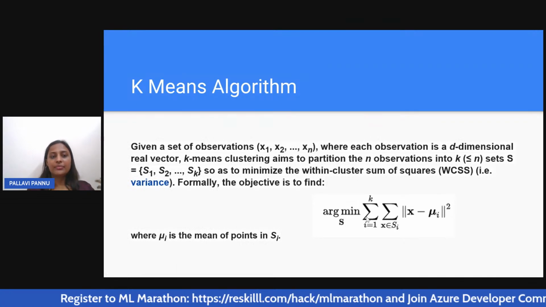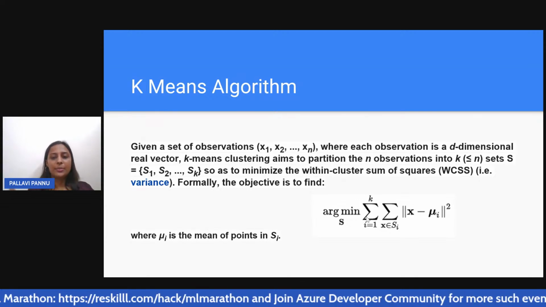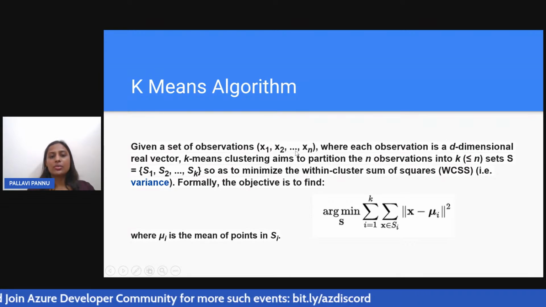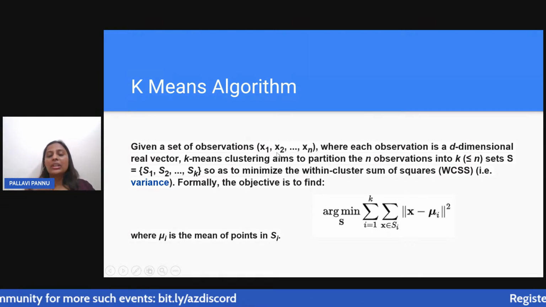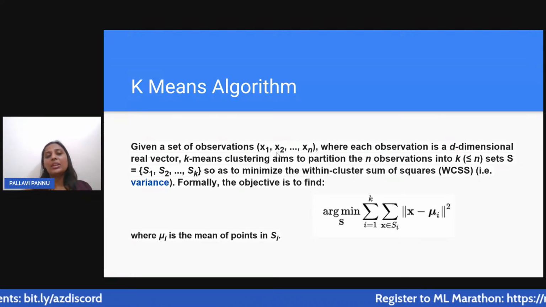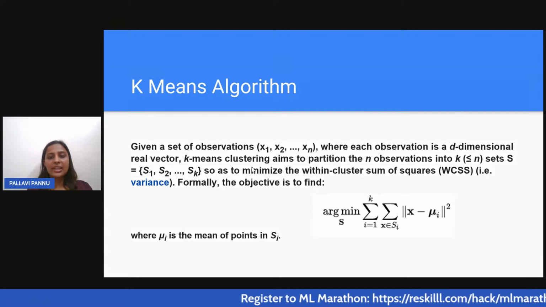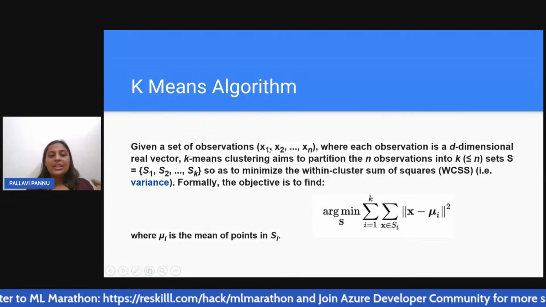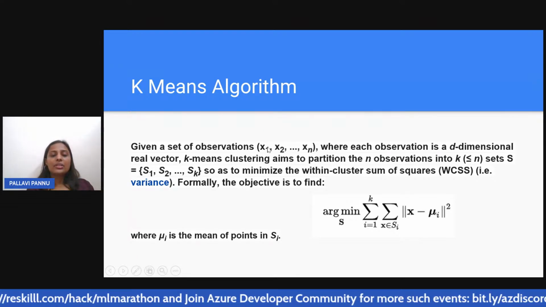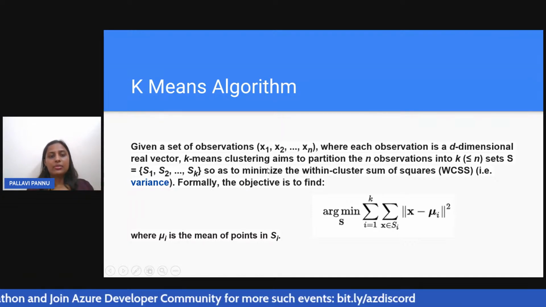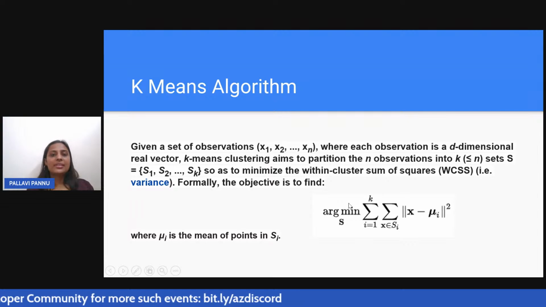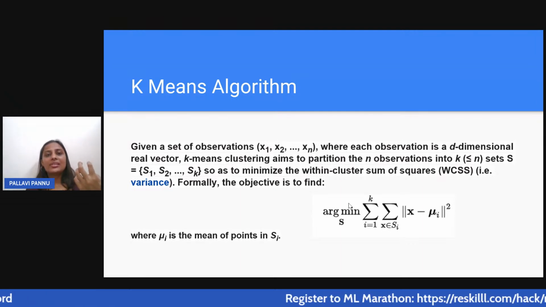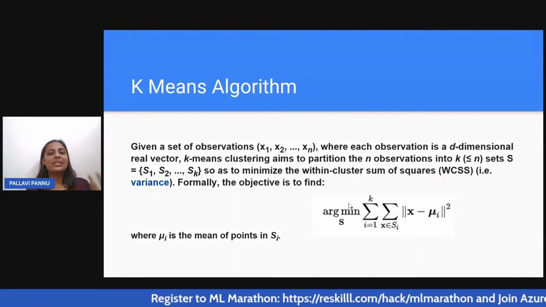Now, let me explain with the mathematical representation that I have presented here. Given a set of observations x1, x2 up to xn, you have n observations, where each observation is a d-dimensional real vector. So what is k-means doing? For each observation, you calculate the distance of that observation from the centroid, or the center of the cluster. And we want to minimize this distance, because the observations in one cluster should be closer to each other than to the elements in the other clusters.